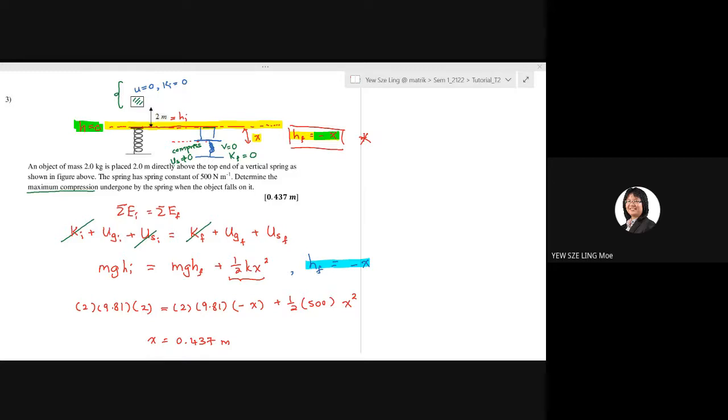Okay, lepas ini kita sambung lagi satu soalan yang senang tanpa energy loss. Dan esok kita akan tengok soalan yang ada energy loss.